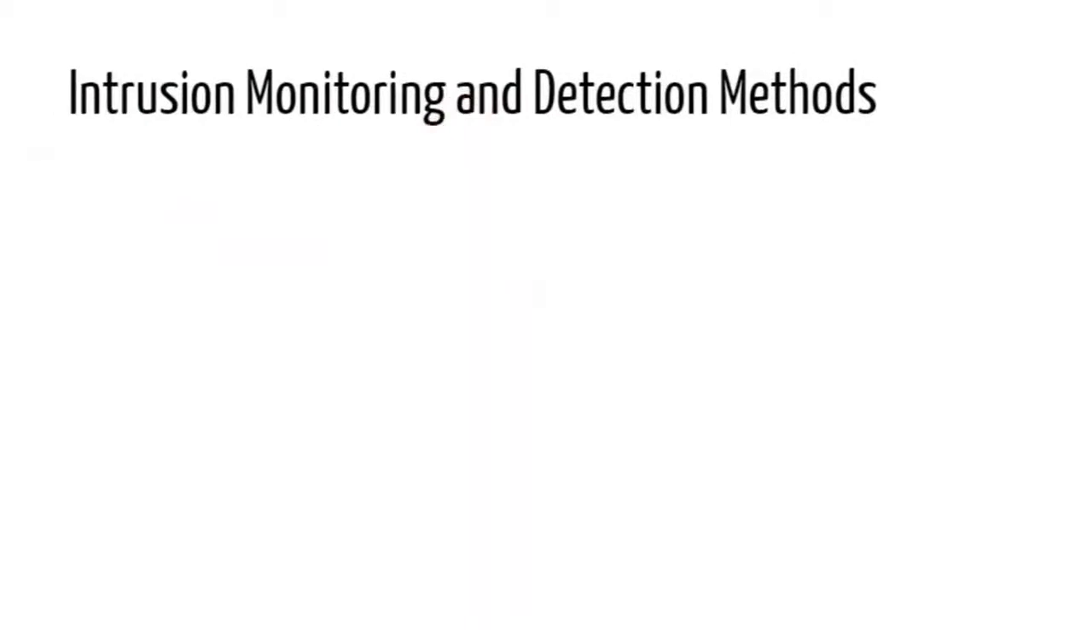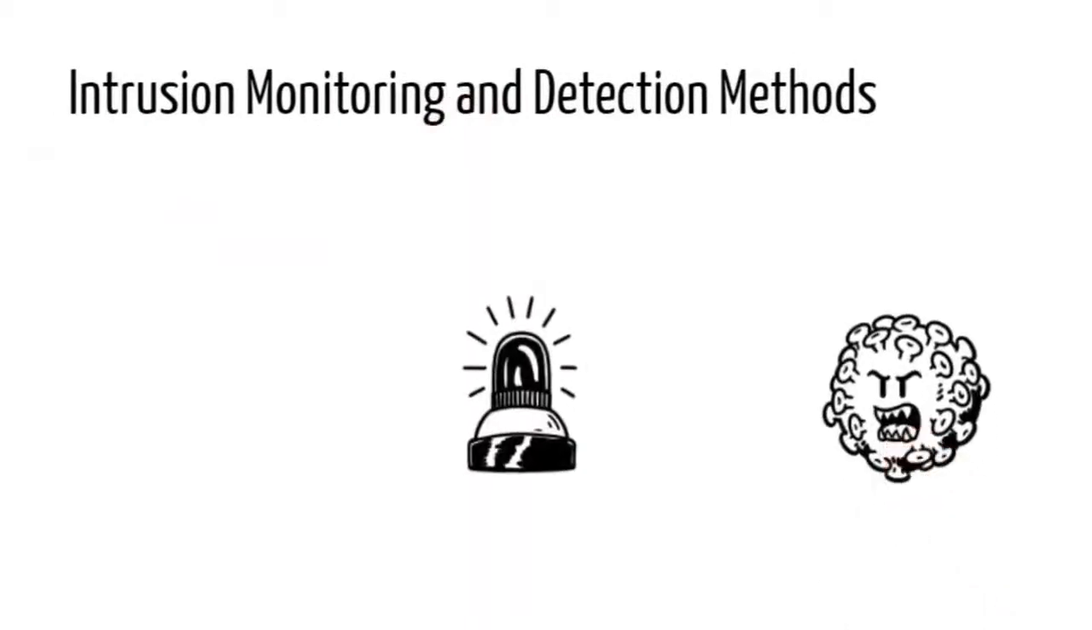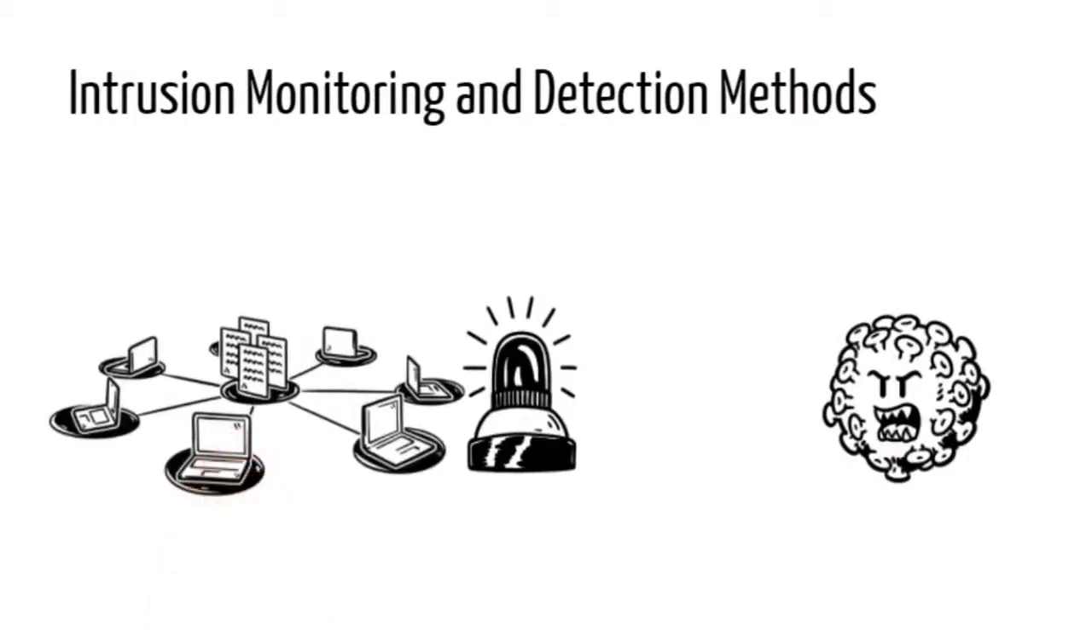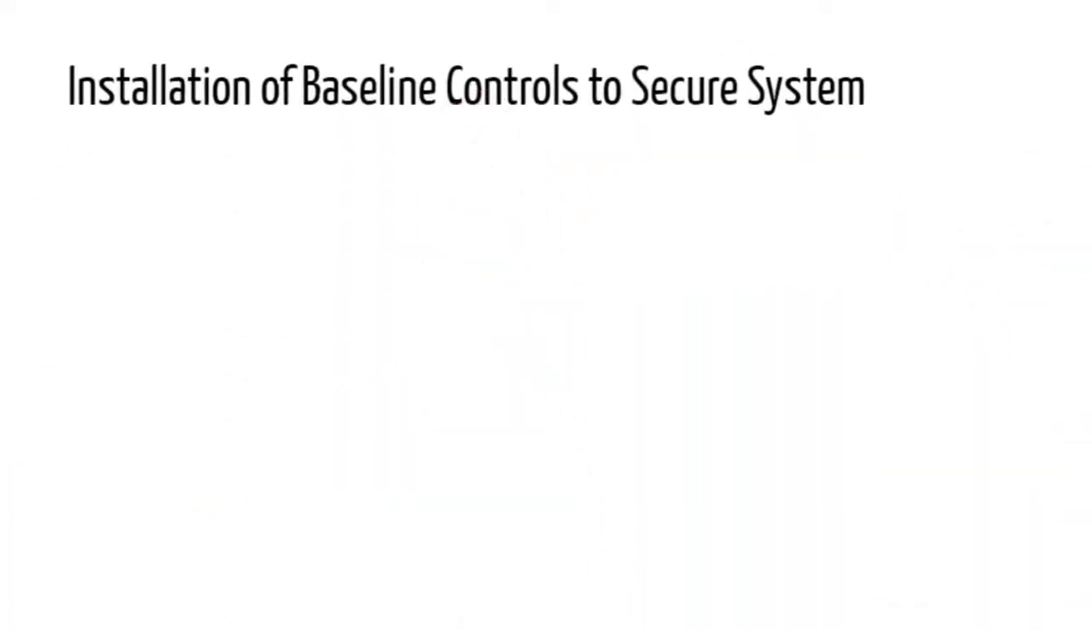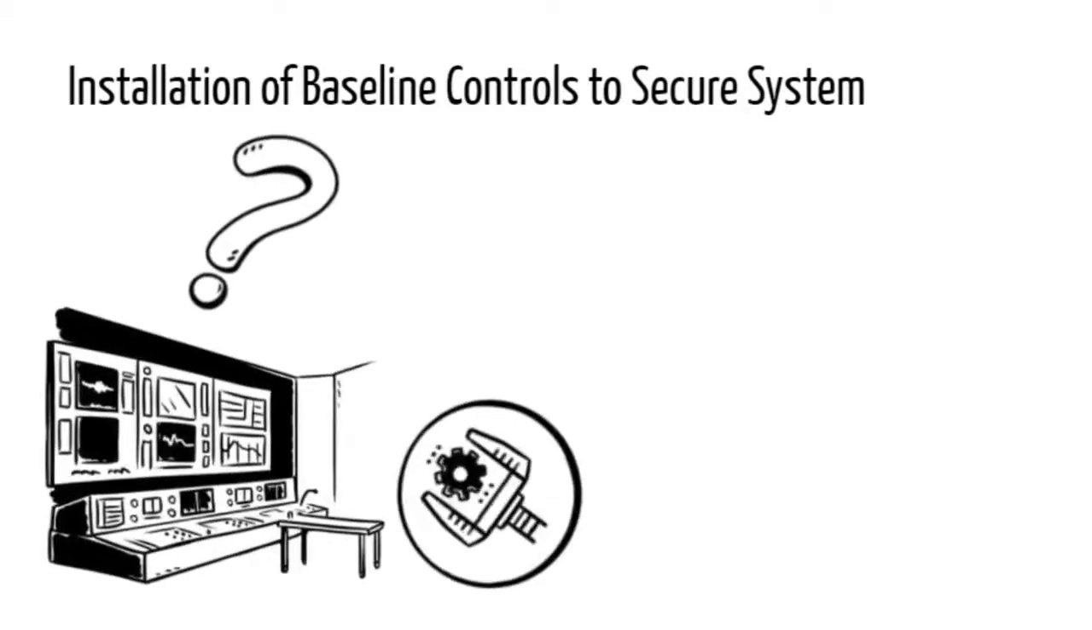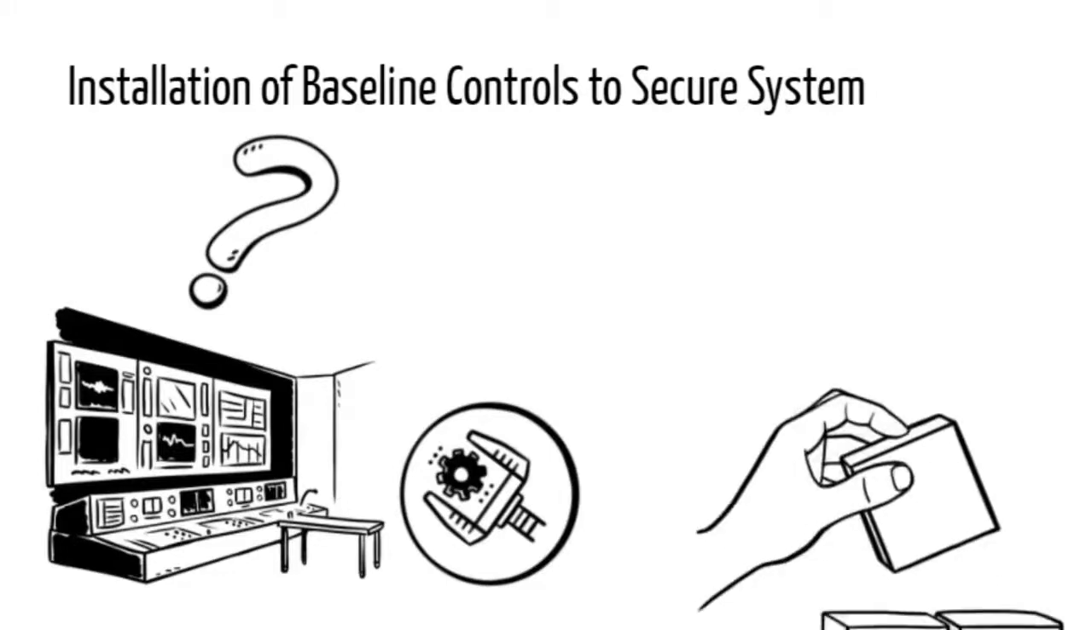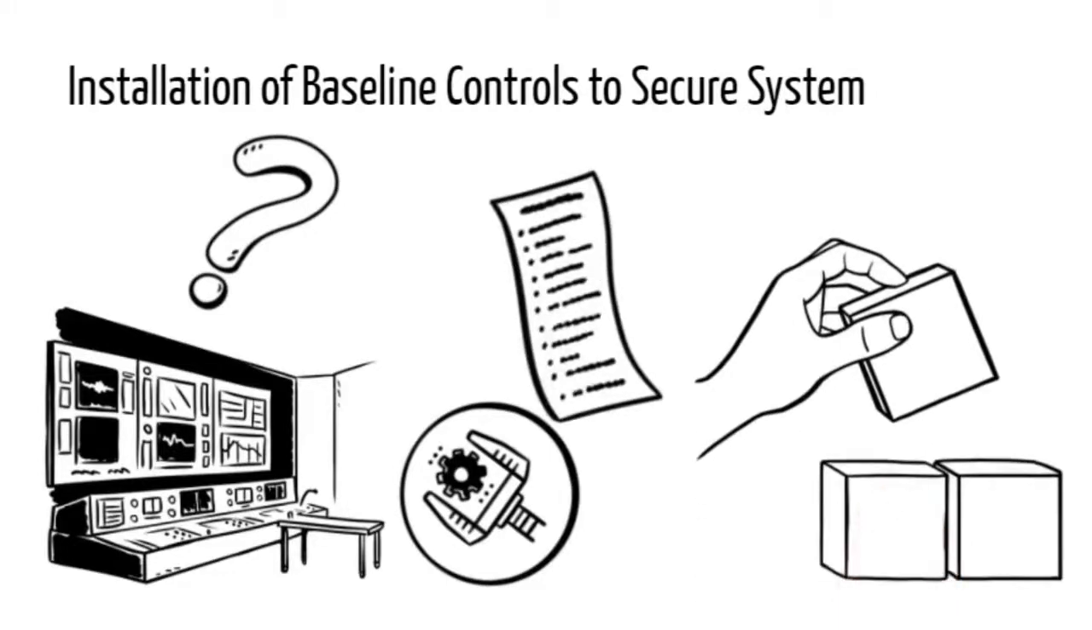Intrusion monitoring and detection methods. Intrusion detection and prevention systems use automated tools to analyze log data, system activity, and network traffic, in an attempt to identify and to block unauthorized users or malware from causing a security breach. Installation of baseline controls to secure systems and applications. Baseline controls are standards used to define how systems should be configured and managed. The intention is that any new systems in any location should be built using the settings and guidelines.